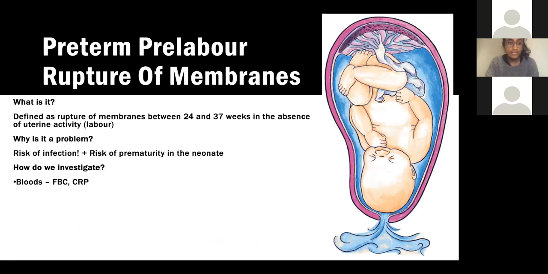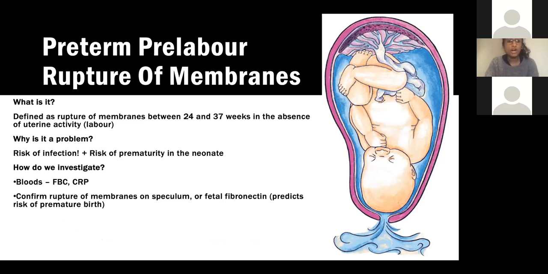And how do we investigate it? So you want to do your FBC, CRP. You want to confirm the rupture of membranes. You can do that on speculum because you might see clear fluid draining. You wouldn't be able to see the sac. You can also do a fetal fibronectin, which is a point of care test, and it basically predicts the risk of premature birth.